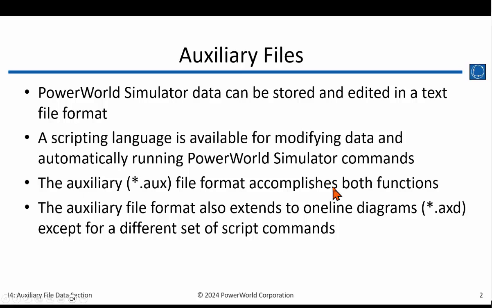The data that can be stored can be as simple as just a couple parameters for a single object, or even just one parameter, or it can be an entire power flow case and pretty much anything in between. The auxiliary file format also extends to one-line diagrams, so you can store a description of the objects that are on the one-line diagram, and then also load that back into a one-line diagram.